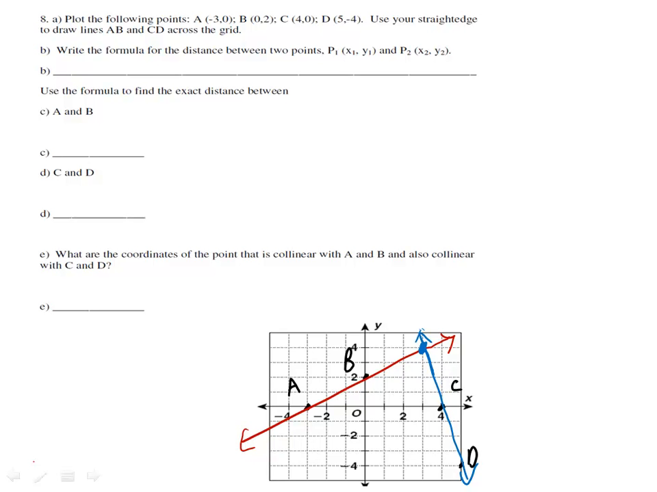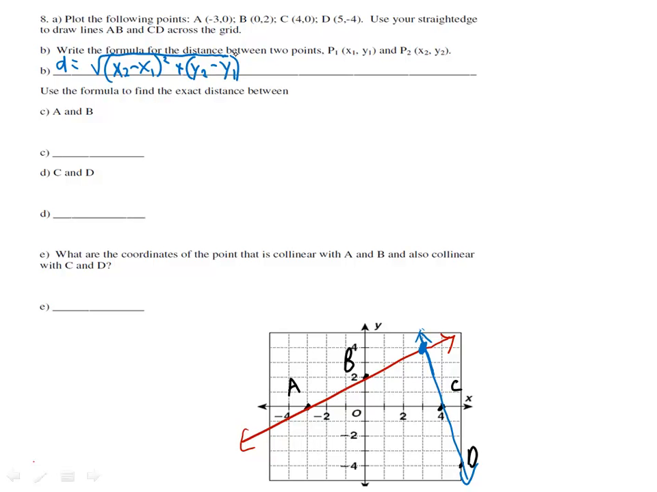So that's done. Now we write the formula for the distance between 2 points. Point 1, x sub 1, y sub 1, and point 2, x sub 2, y sub 2. Here's the formula, and many of you have passed proficiency on this now. If you haven't, here's another chance to get some practice with it. Distance equals the square root of x sub 2 minus x sub 1 squared plus y sub 2 minus y sub 1 squared.